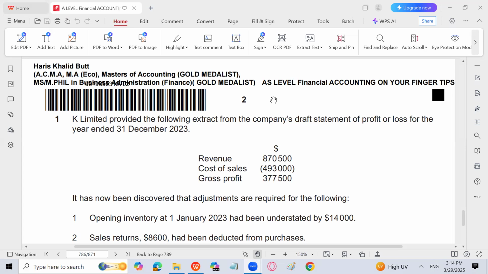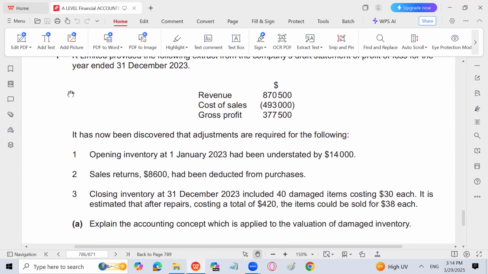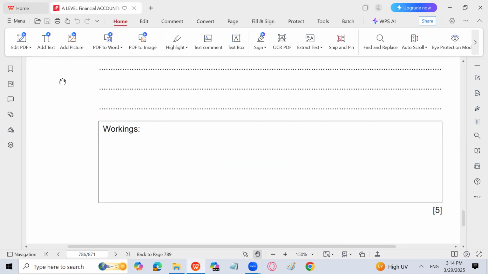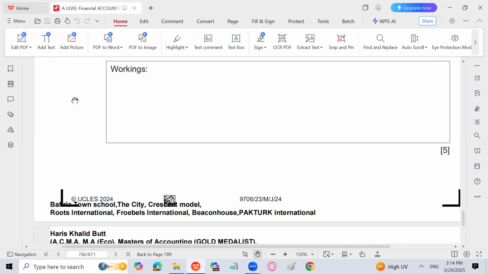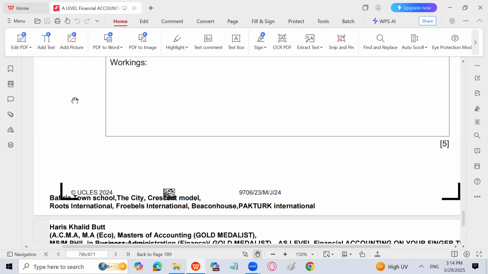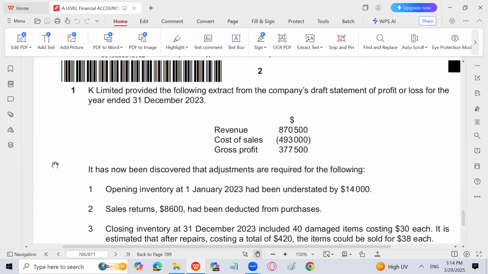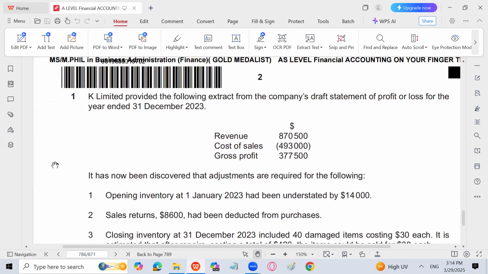Today we are going to solve a question from AS level accounting, from the topic of company accounts, and it has come in May/June 2023. The question came last year, and it is the first question in the paper, from company accounts. So let's start doing this.